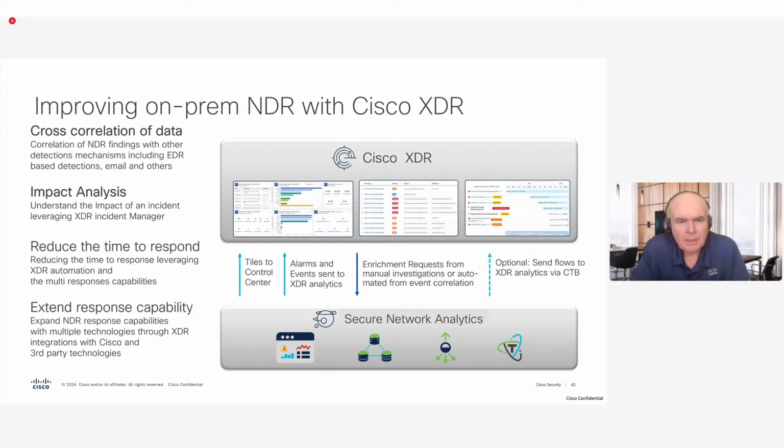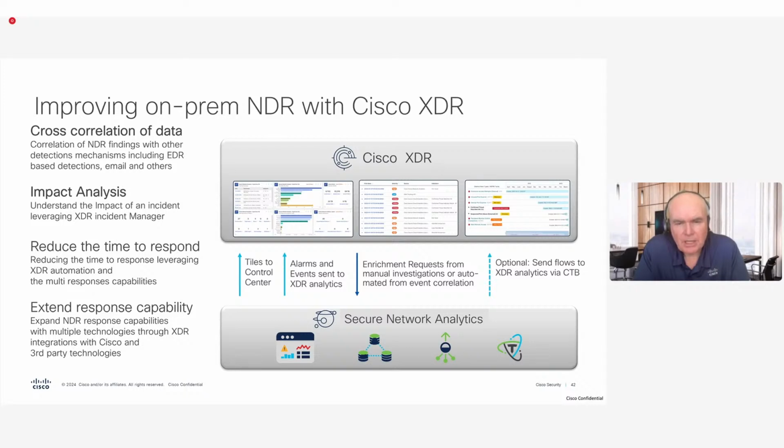Just recapping, we're still in 751. We're still responding and working with Cisco XDR. We're extending that response capability. We have the ability to populate tiles in the XDR dashboard, alarms, events. XDR is able to use APIs and pull enrichment data from us and things like that. The only thing that's slightly changed here is what we can send into XDR itself.